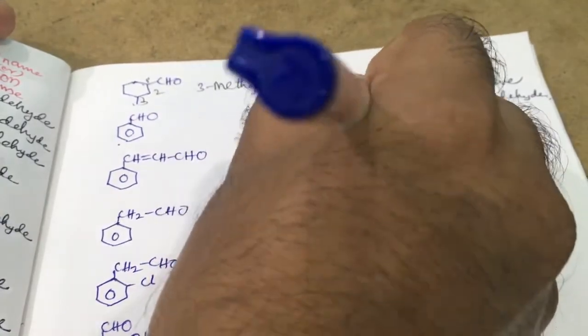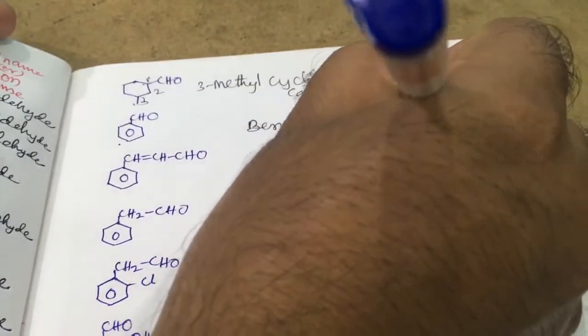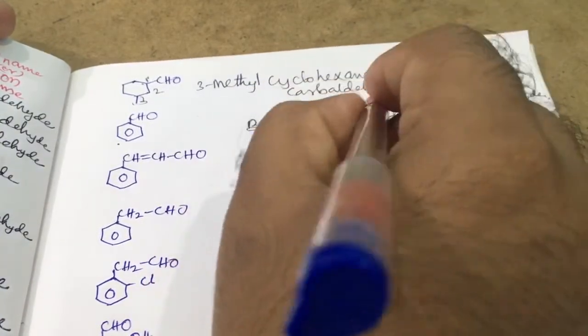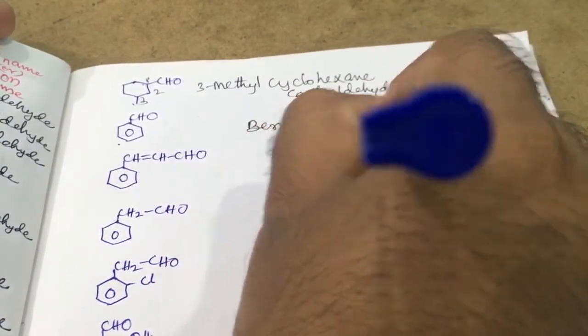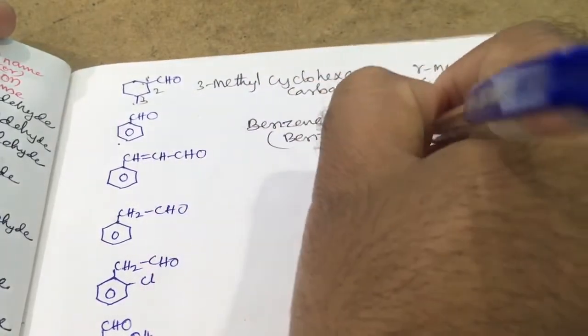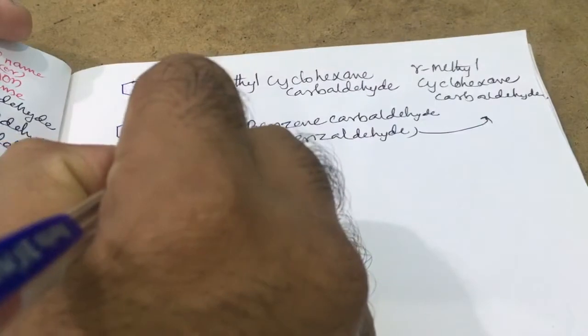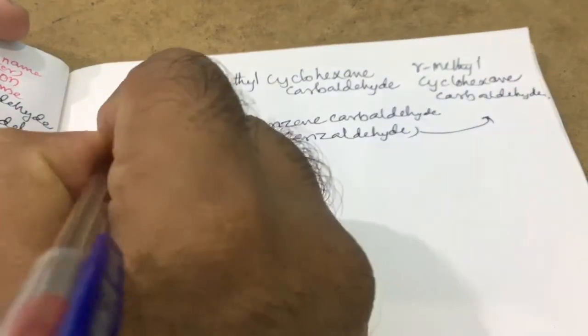Benzene carbaldehyde is better than benzaldehyde. Benzaldehyde is also considered a IUPAC name. That's why you can use either one, and it is also a common name. This is next.